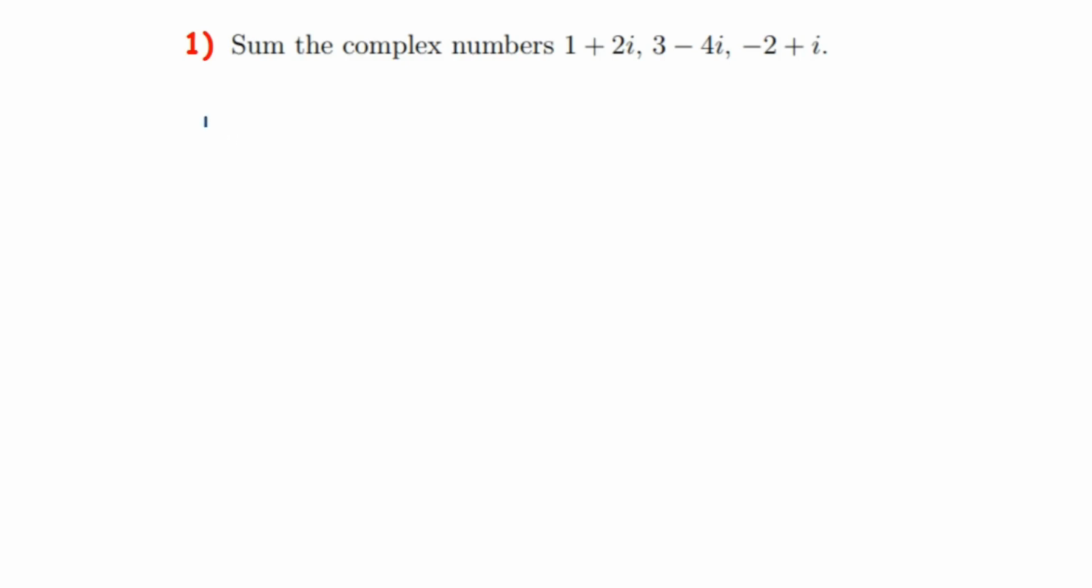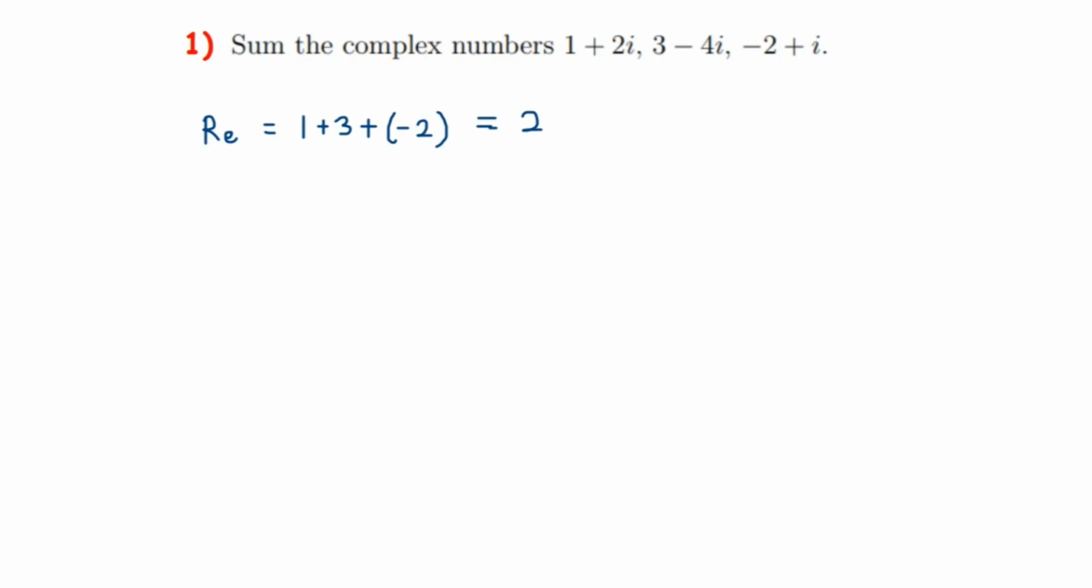So I'm going to add all the real parts. For the first complex number, I have 1. And then for the second complex number, I have 3, that will be plus 3. And then for the third complex number, I have minus 2, so plus minus 2. So let's sum all this up. 1 plus 3, that would be 4. Minus 2, that would be 2. So we have the real part to be 2.